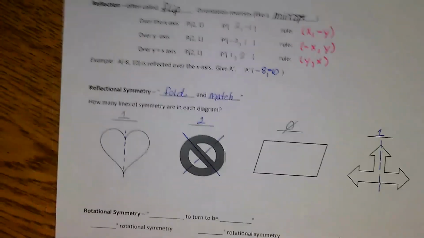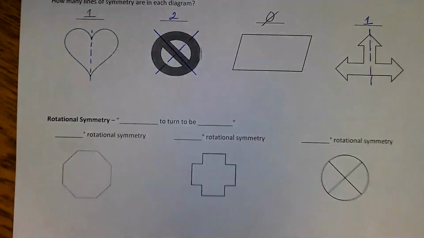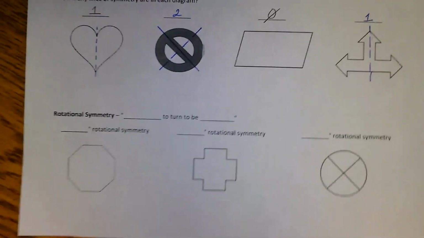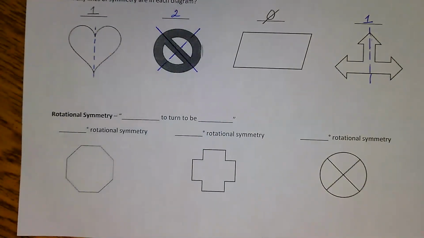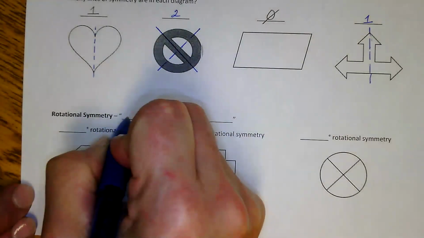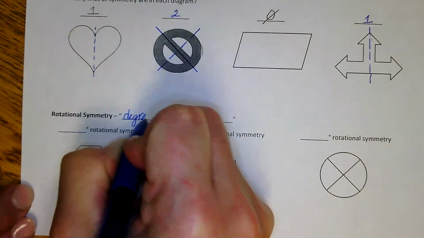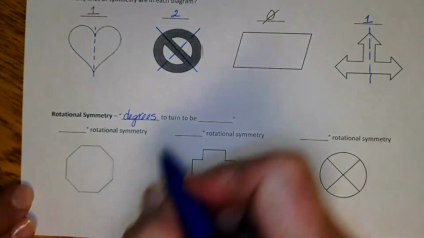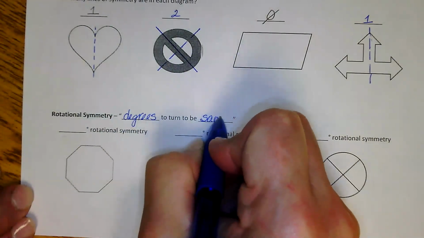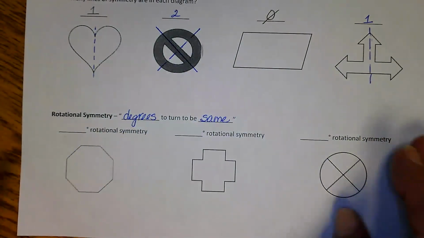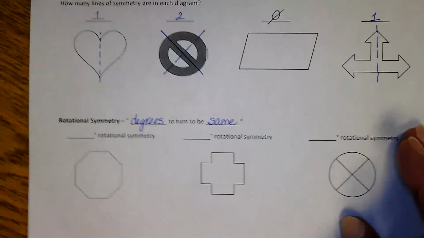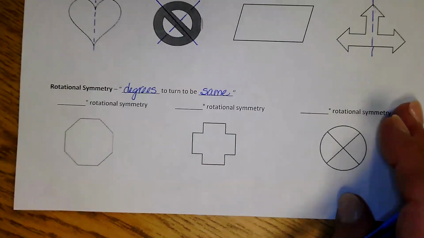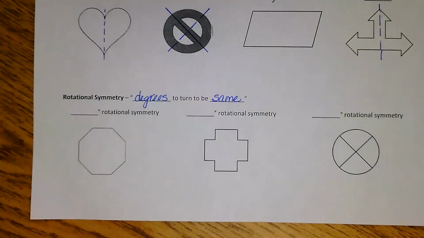Now, rotational symmetry is a little bit different. It asks for turning, okay? So I'm looking for the degrees that I can turn it so that it's exactly the same as what I'm looking at now. How many degrees can I turn it so it looks just like it does now?